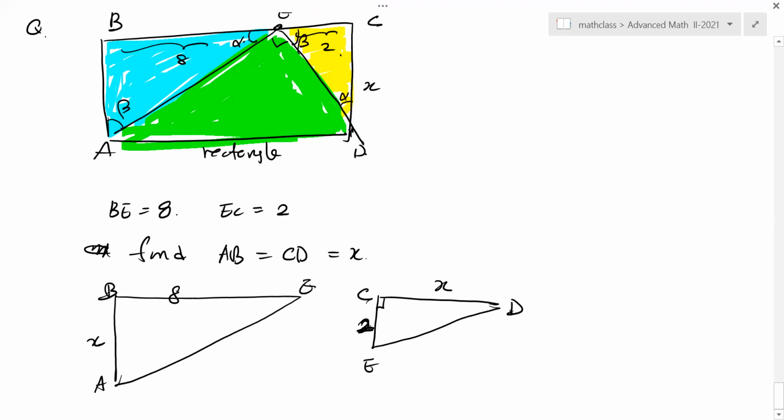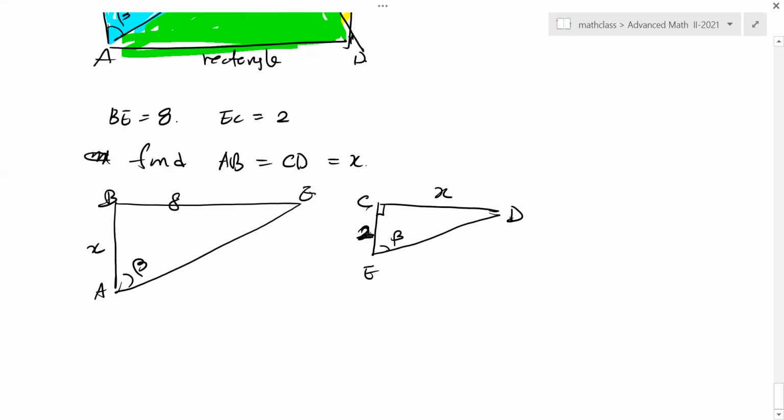Why is it beta? Because alpha plus 90 degrees plus beta, the sum of the triangle should be 180 degrees, because this is a 90 degree angle. So the sum of the three angles would be 180 degrees. So that's why this must be beta. Okay? So these two triangles are similar.